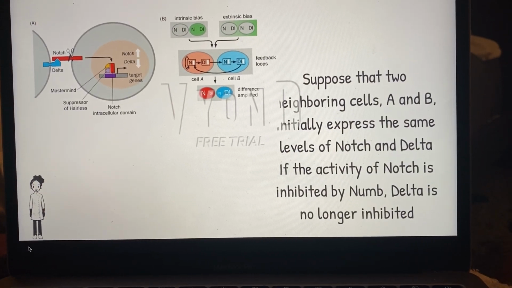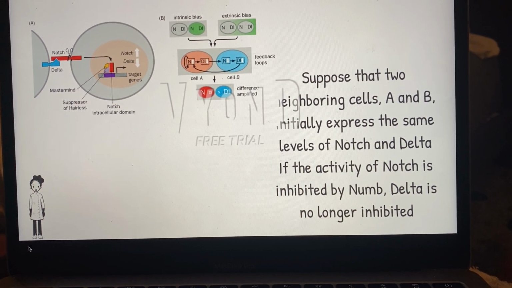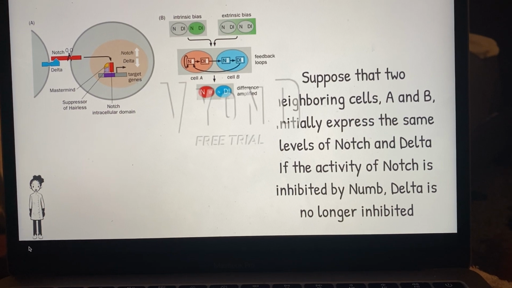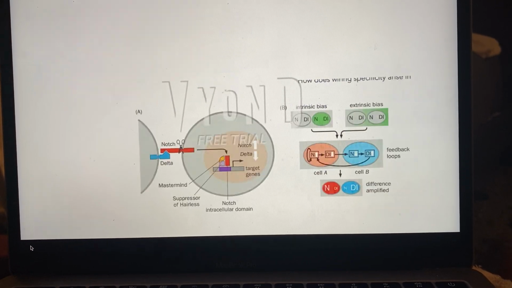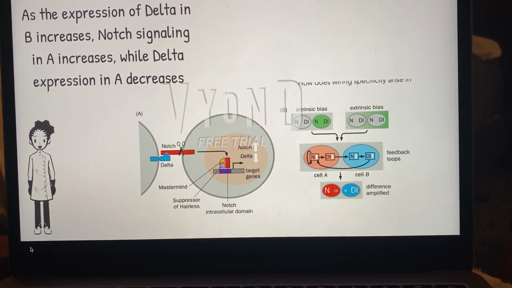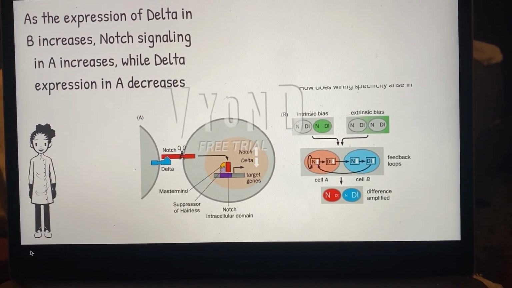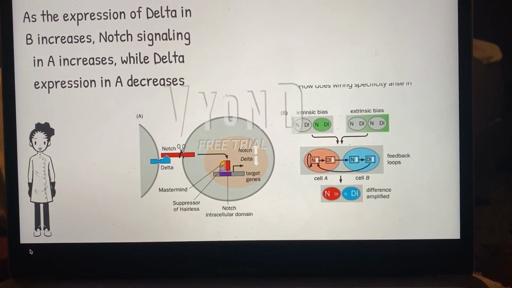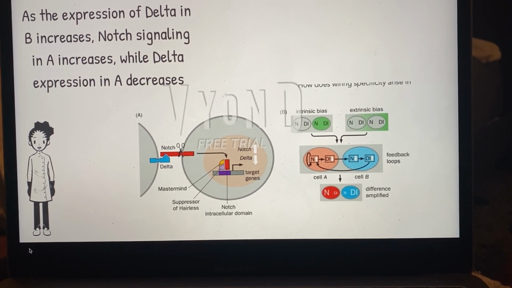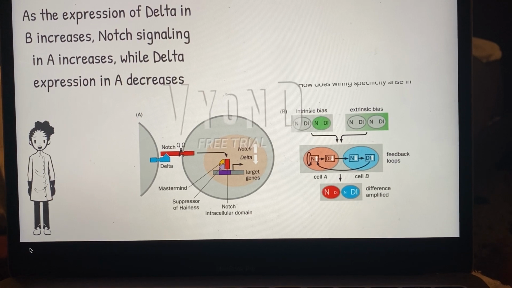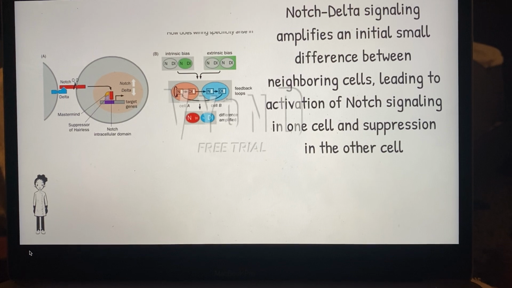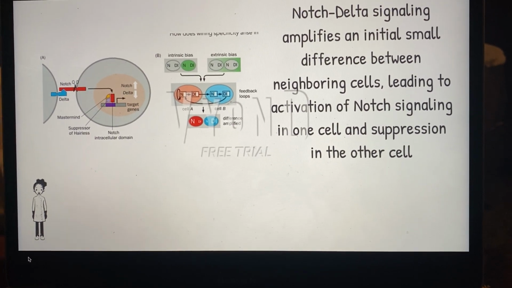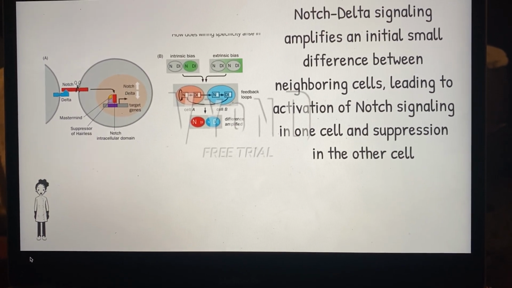Suppose that two neighboring cells labeled A and B initially express the same amount of Notch and Delta. If Notch activity is inhibited in cell B by intrinsic factors such as NUM or extrinsic factors, Delta expression is no longer inhibited. As the expression of Delta in cell B increases, since it is no longer inhibited, Notch signaling in cell A increases, while Delta expression in A decreases, so that cell B receives less ligand for its own Notch.